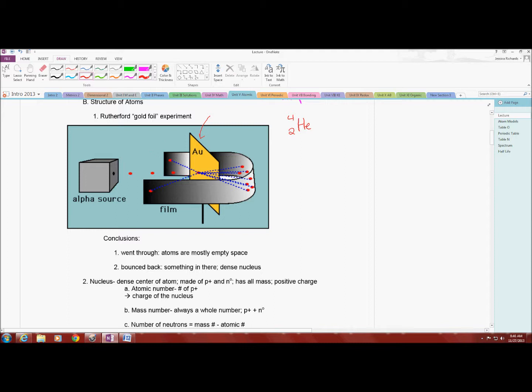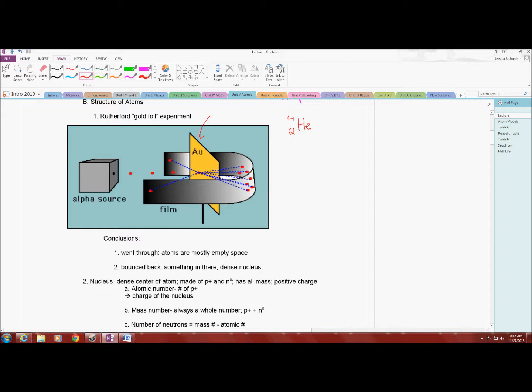And what he found was that most of the alpha particles went straight through. This was extremely shocking to him and everybody else because at the time they thought atoms were solid spheres. So he expected them to bounce off or to smash them into pieces. Most of them just went straight through with no resistance, and some of them went through and angled a little bit and curved, but he said it was as if you took a tennis ball and threw it at a brick wall and it went straight through. That's how shocking it was.